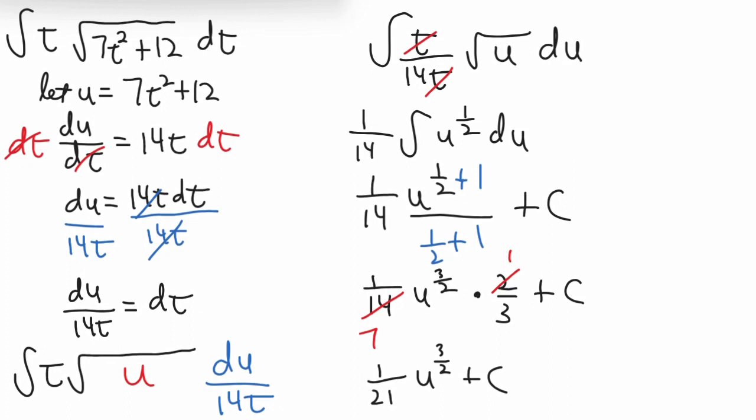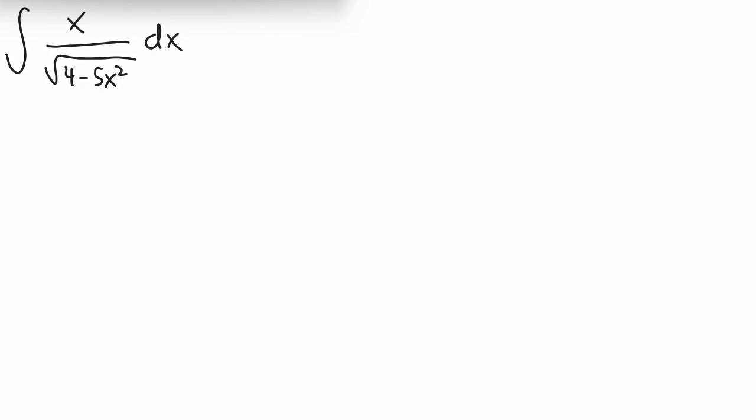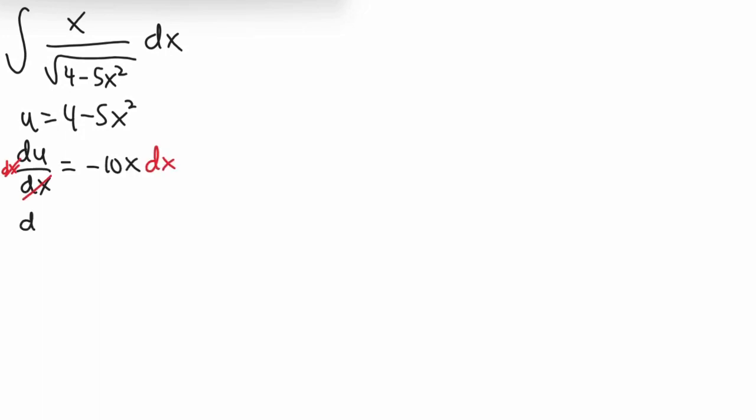u is equal to 7t squared plus 12. So this is equal to 1/21 times u, which is (7t squared plus 12) to the 3/2, plus c. So here's our last problem. Let's let u equal 4 minus 5x squared, and then the derivative of u with respect to x is just going to be equal to negative 10x. So multiply both sides by dx. So du equals negative 10x dx.